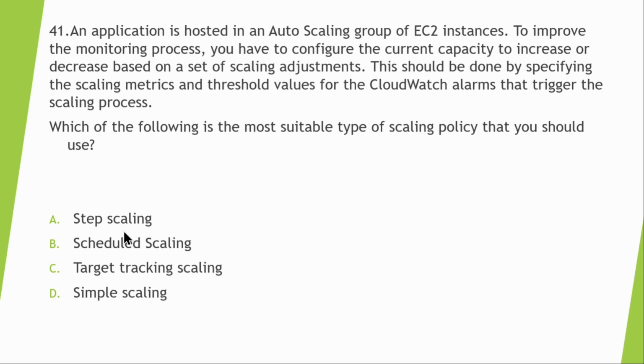So let's go with this. We'll check out what each scaling means, and what is the correct answer to this one. So now let's go ahead and see all the scaling one by one. Step scaling: it increases or decreases the current capacity of the group based on a set of scaling adjustments. It's a group of scaling adjustments that vary based on the size of the alarm breach.